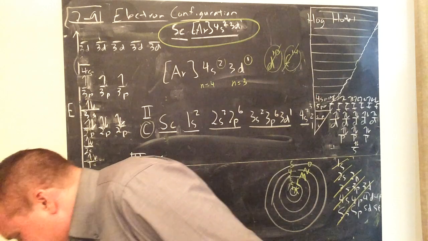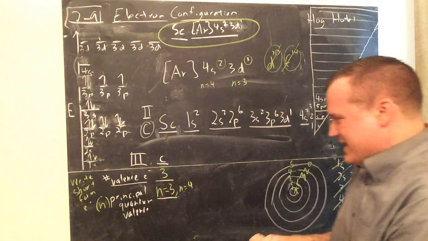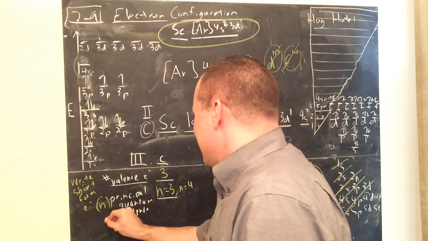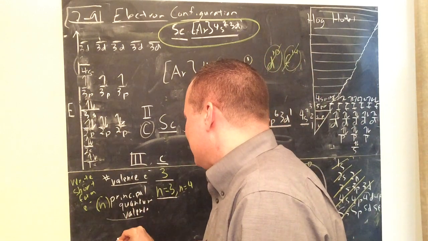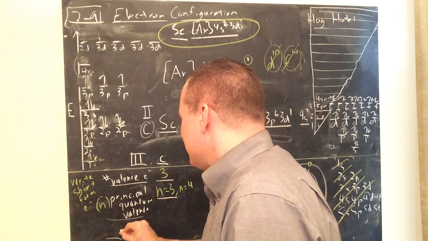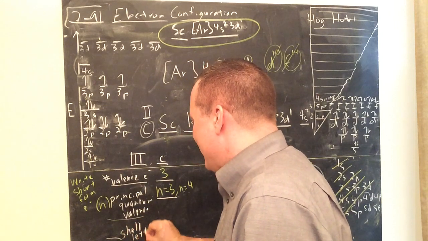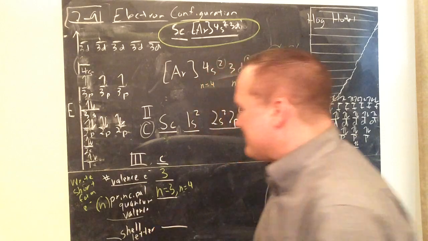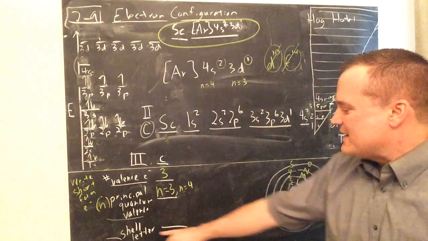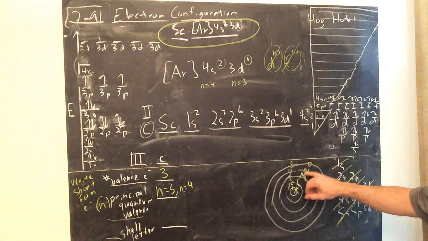Valence electrons are in the blank shell. Okay, all right, the blank shell letter. Now, this is a picky thing. I could probably just leave it off. But the shell letters are K, L, M, N, O.